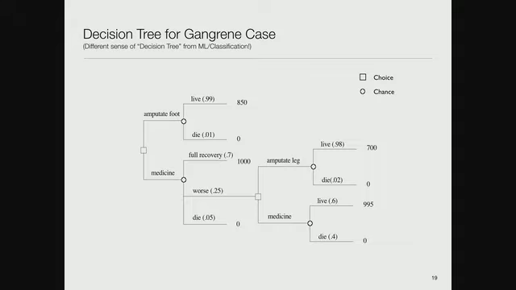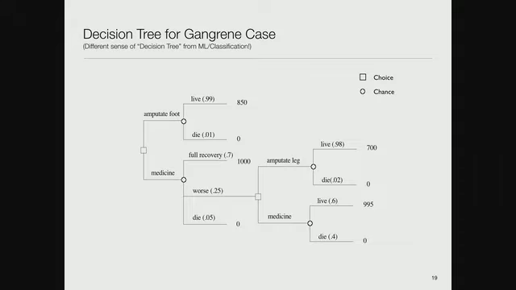So your choices here are to amputate the foot or start with medical care. If you amputate the foot, let's say there's a 99% chance that the patient will live. There's a 1% chance that maybe the anesthesia will kill him. And if we treat him medically, they estimated that there was a 70% chance of full recovery, 25% chance that he'd get worse, 5% chance that he would die.